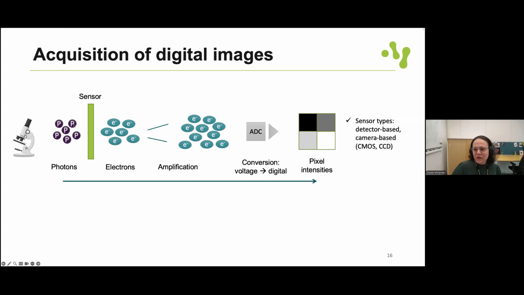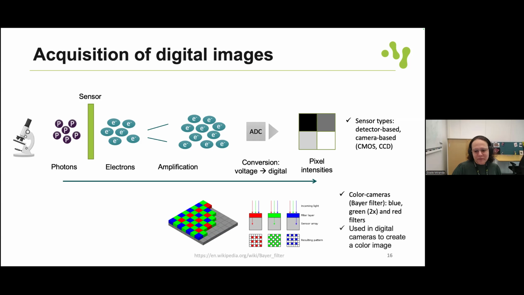And you saw during the course, for instance, that you have different sensors, like detector-based sensors, camera-based sensors. So the pixel intensity here will also depend on the sensor type, the camera type.